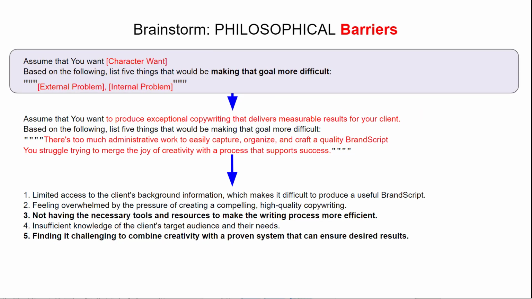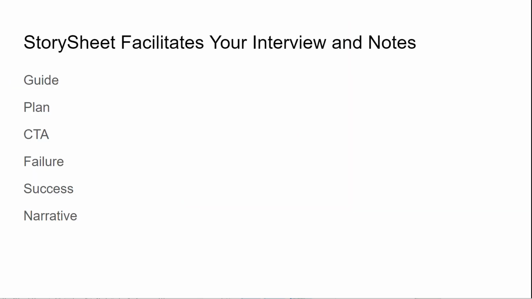The next formulation of the prompt for philosophical problems asks for a list of what might be making our goal more difficult. Again, I've highlighted two of the answers at the bottom: not having the necessary tools and the challenge to combine creativity with formal systems. Both of those are relevant precisely because Storysheet helps solve those problems.